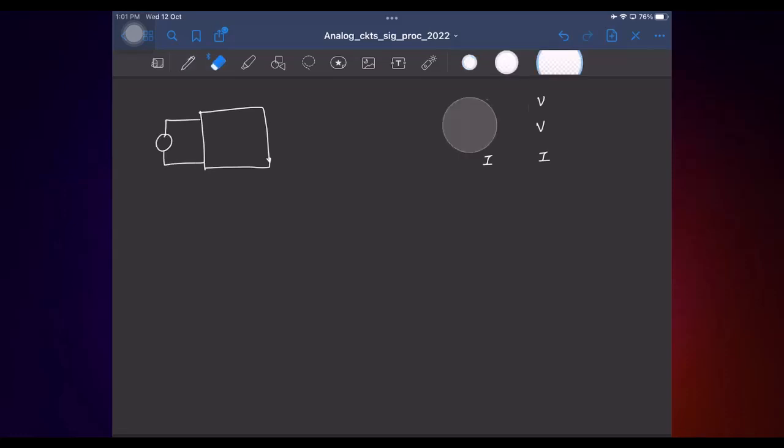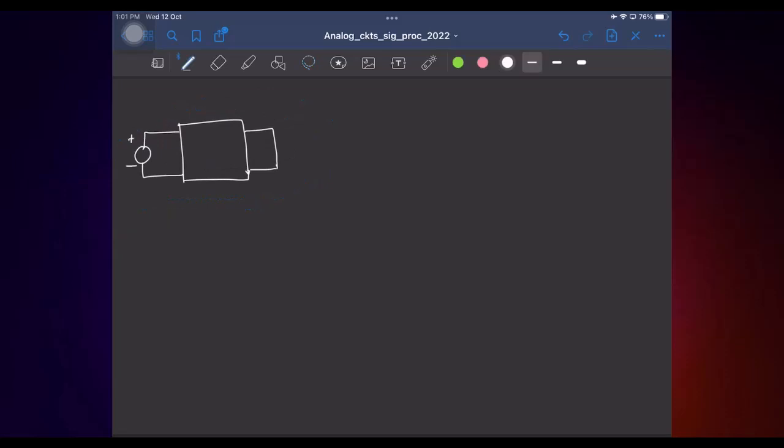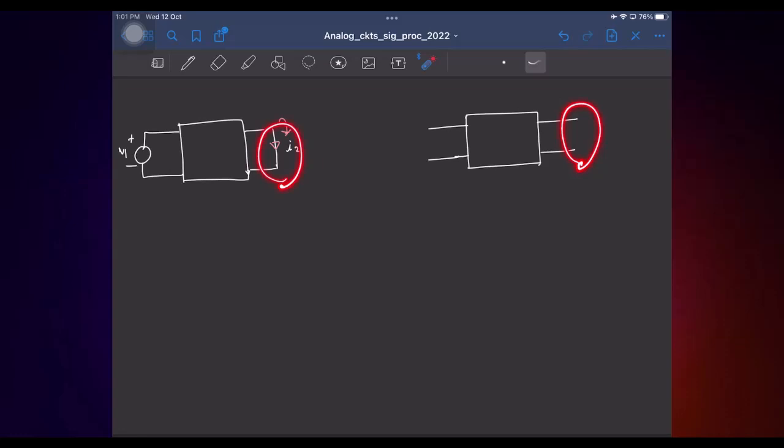So again, what should be the direction of the current now? I mean, for measuring, in which direction should I measure? I should measure like this. Okay, this should be my direction. If this is V1, this is I2. So here, what should be the excitation and what should be the measuring quantity? I need to apply something which, when made zero, must look like a short circuit. Okay, it's a voltage source.